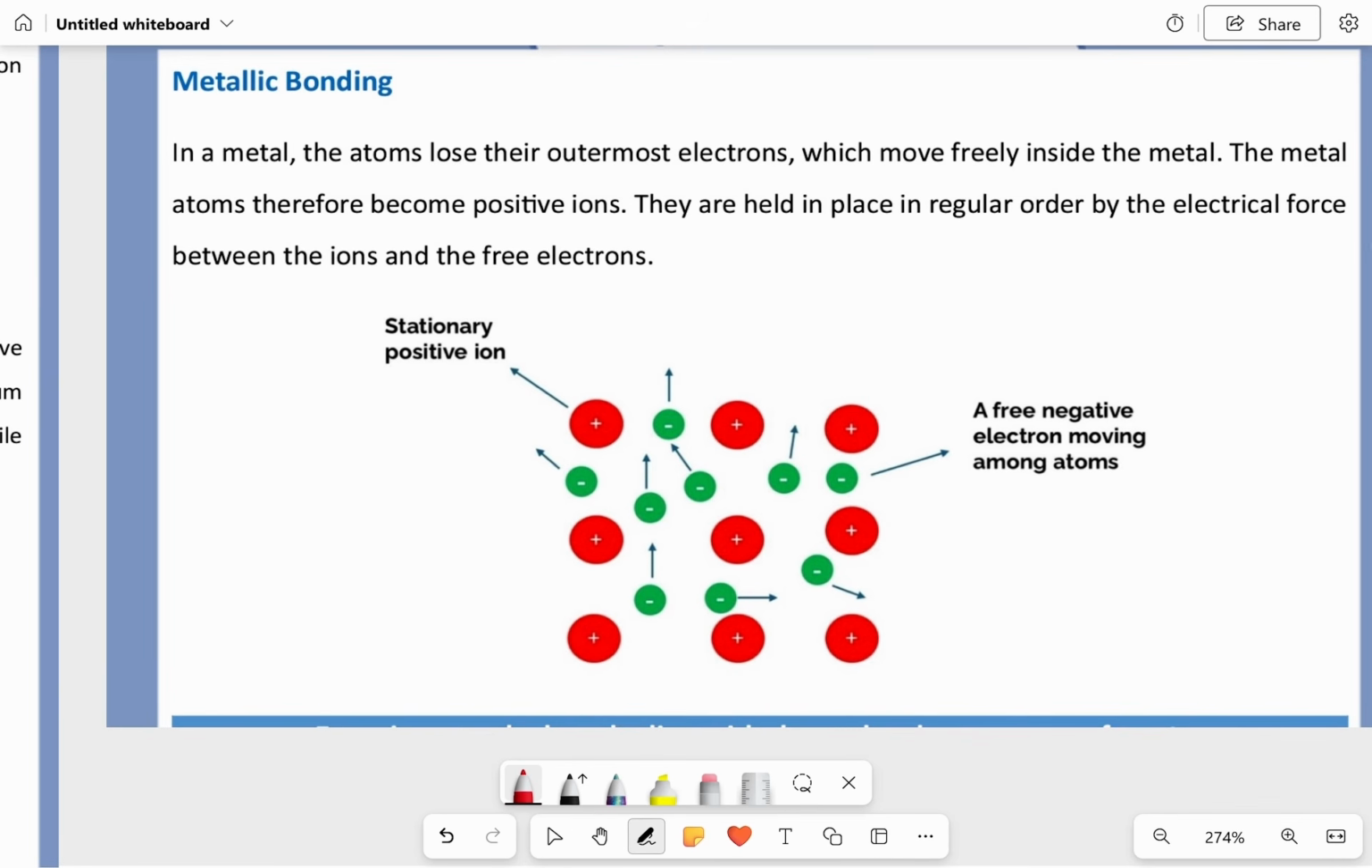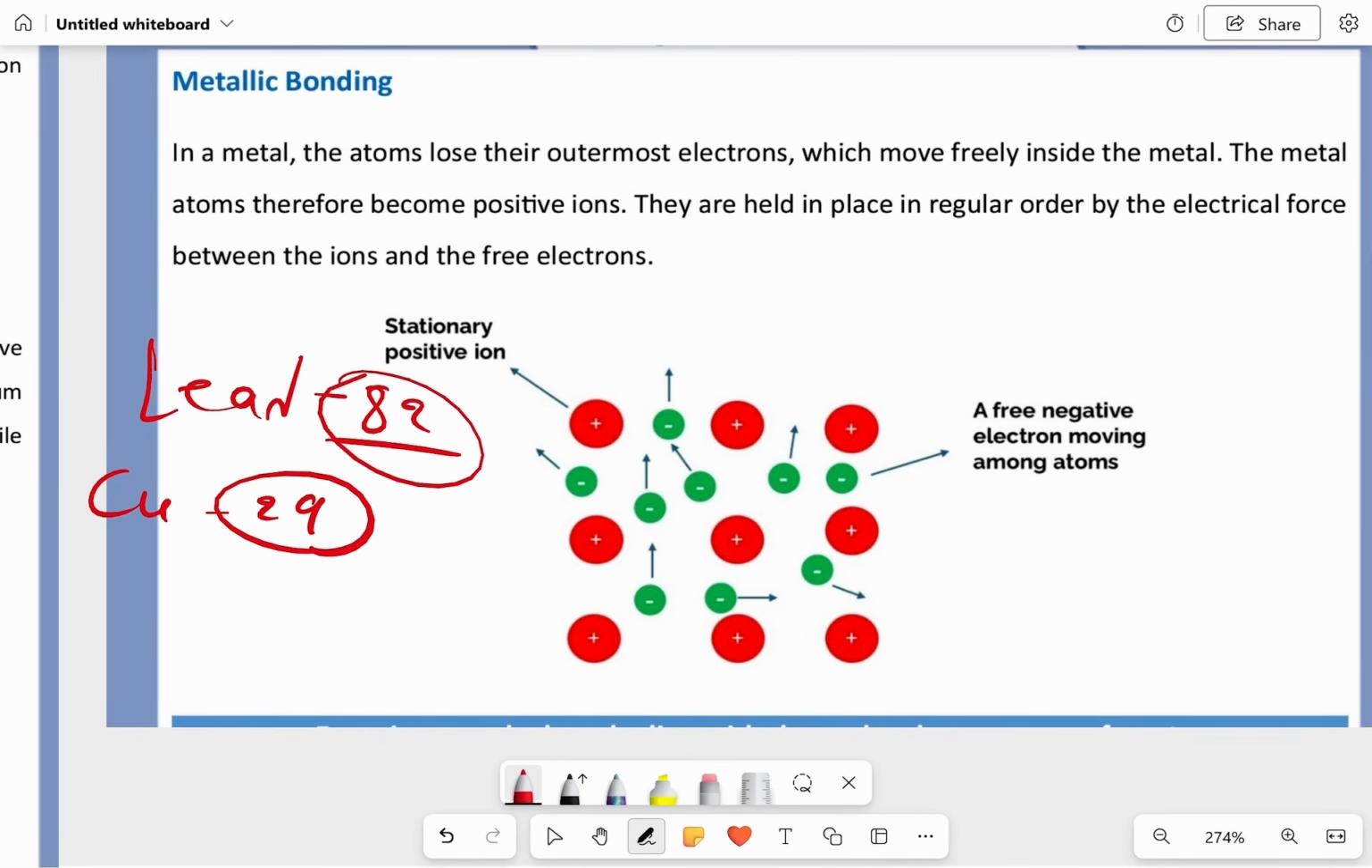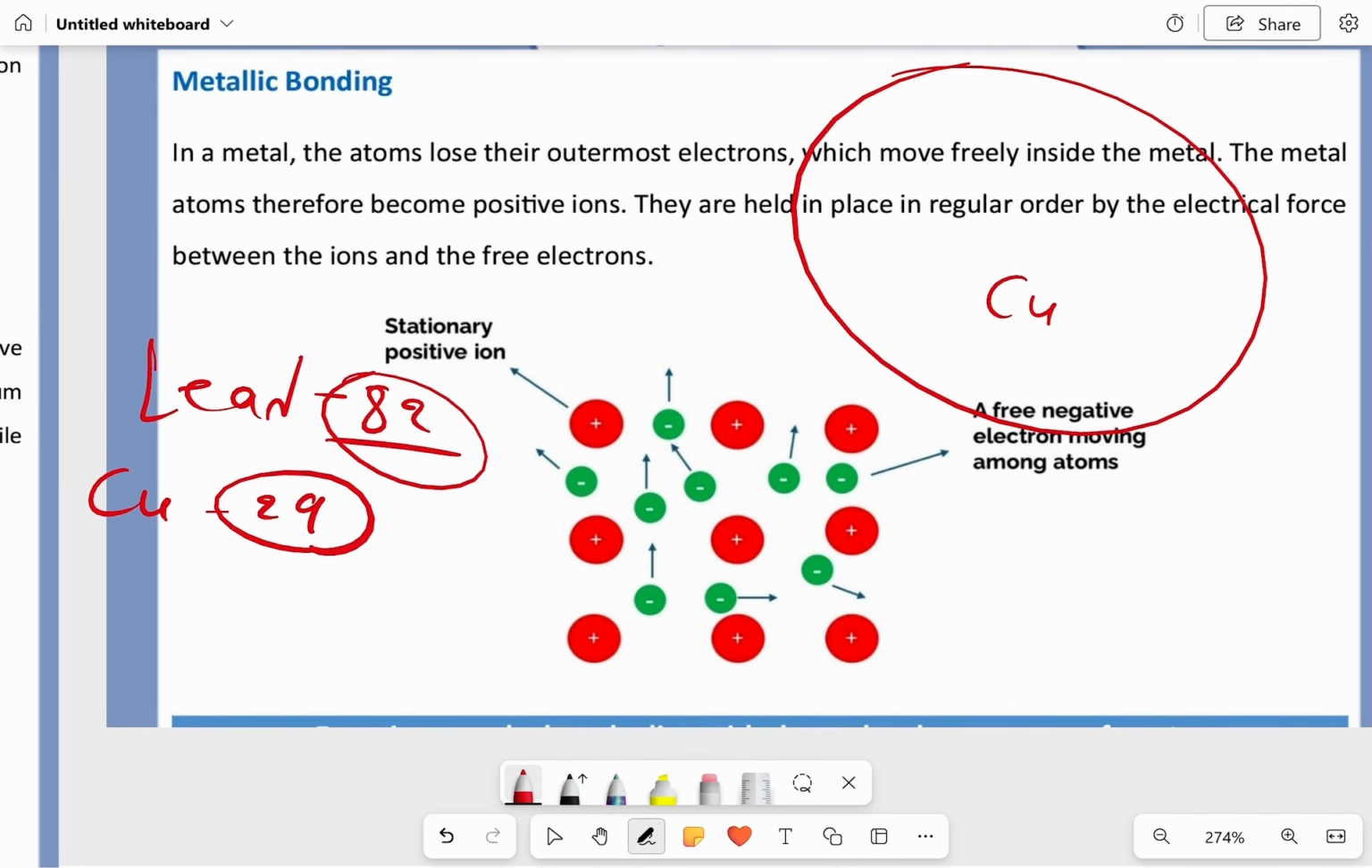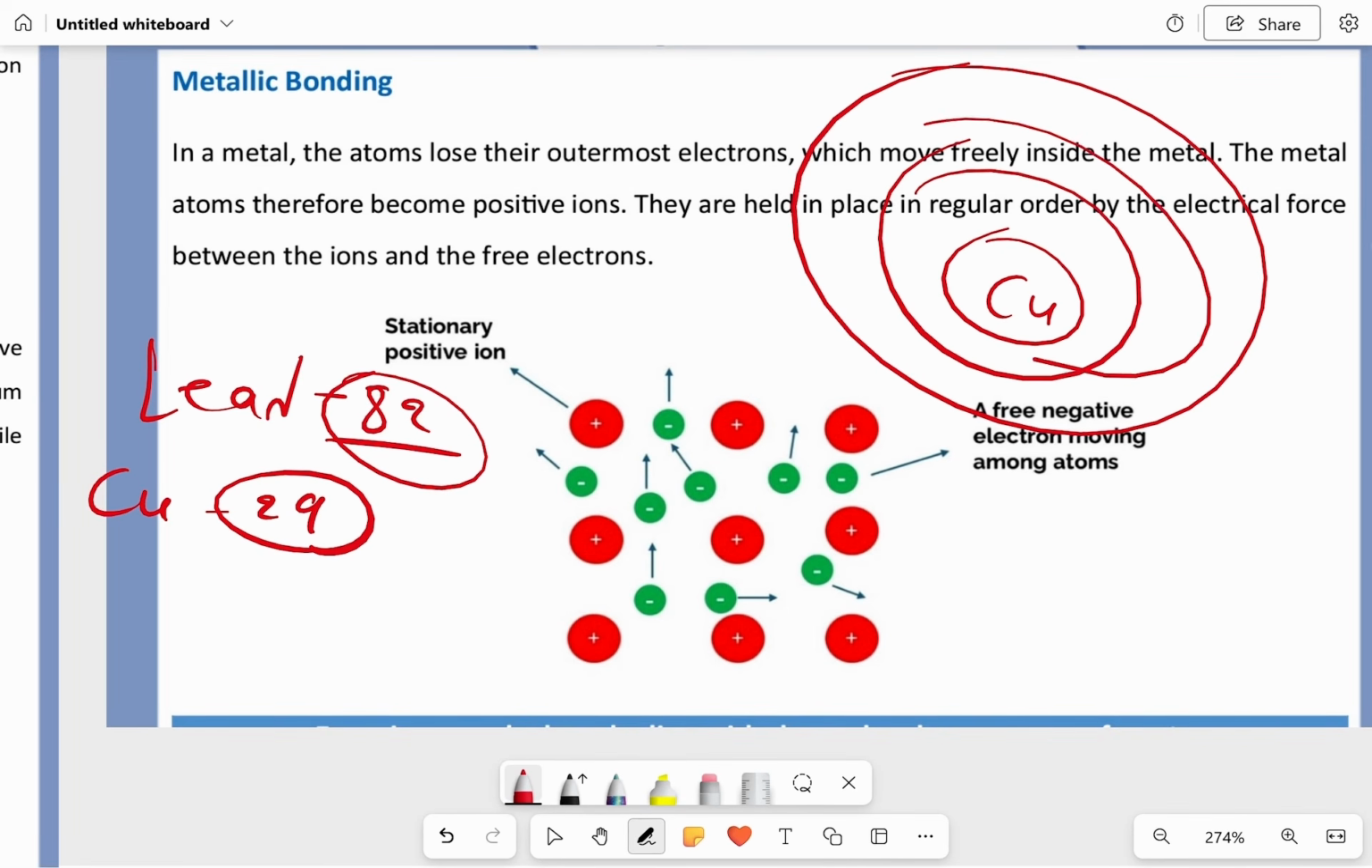You have the last one, which is the metallic bond. A metallic bond is a bond that only happens in metals. For example, lead, which has an atomic number of 82, or Cu, which is copper, which has an atomic number of 29. All of these have one. If you do the atomic configuration for Cu, its outermost shell is going to have one electron. All the atoms of copper are going to let this electron flow freely.